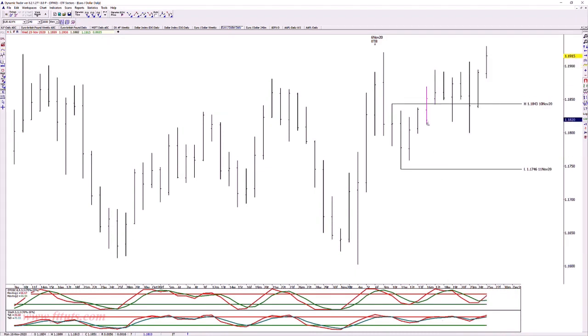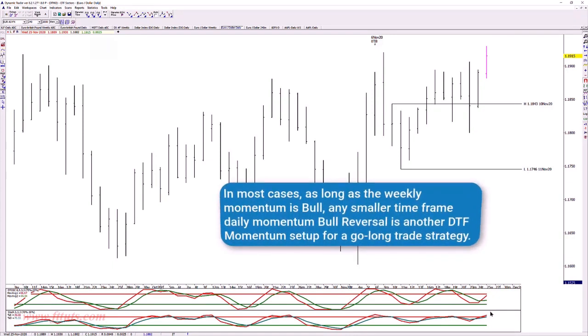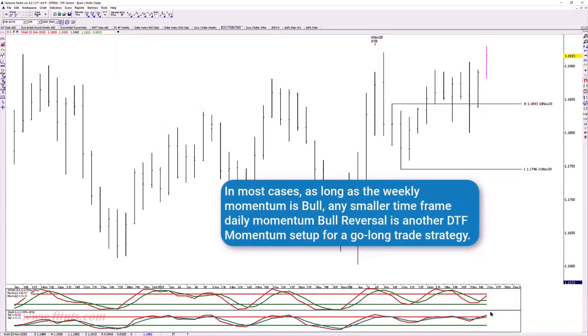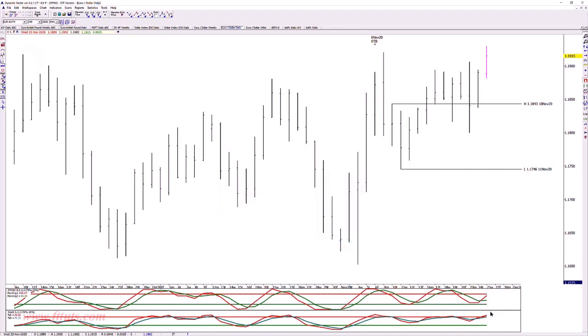I just added some data here. The market basically went sideways for several days and then, as of the last bar, made another dual time frame momentum setup to continue a weekly bull trend. So that would be another setup. You might add long positions. At the least, think logically now. This would be conditions to adjust the stop on an existing long trade to where the low was prior to the most recent daily momentum bull reversal.